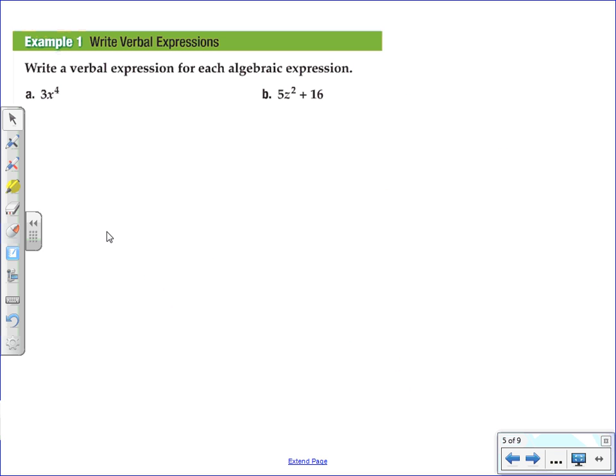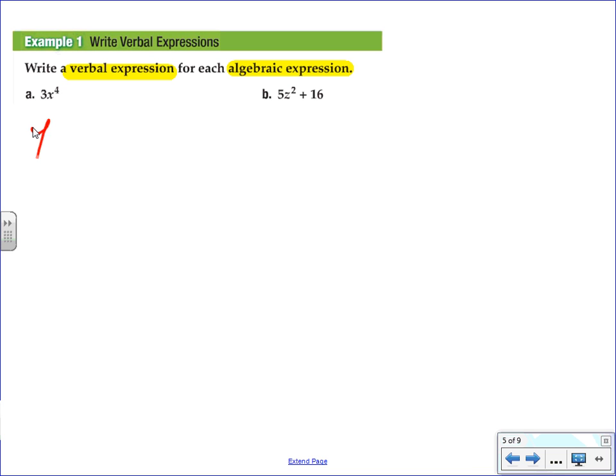Okay, let's write a verbal expression. Write a verbal expression for each algebraic expression. All right, we have 3x to the 4th. So how do we say that in words? Well, I can start with 3 times some number, and I'll abbreviate number like that, to its 4th. I should write up the 4th.